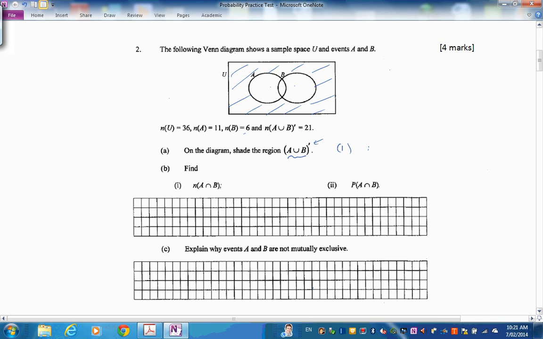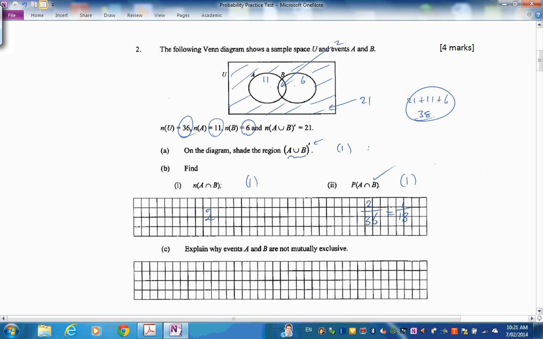Number in the intersection, well, let's work it out. Number in A is 11, number in B is 6, outside here is 21. What's the total? 21 plus 11 plus 6 is 38. But hang on, there are only 36. So the 2 extra must have been in the intersection there. Okay, so the number in the intersection is 2, because you've counted the intersection as part of both A and B. What's the probability of the intersection? It'll be 2 out of the total, which is 36, or 1 on 18. So there's 1 mark for each of those parts.